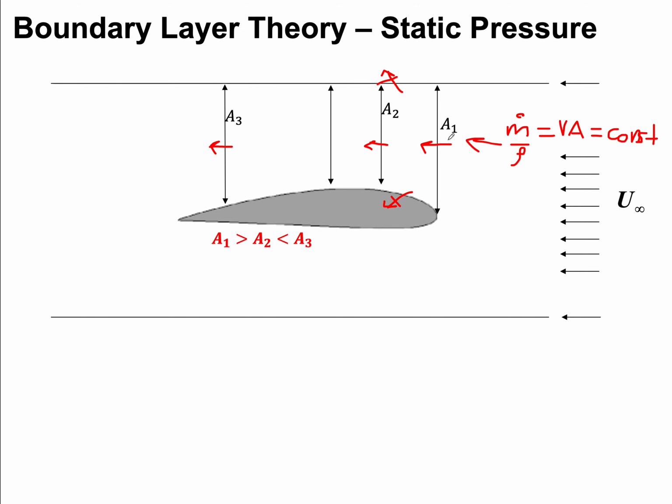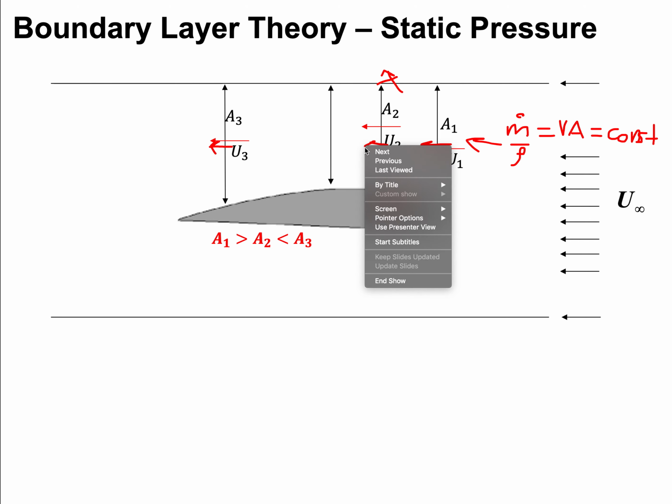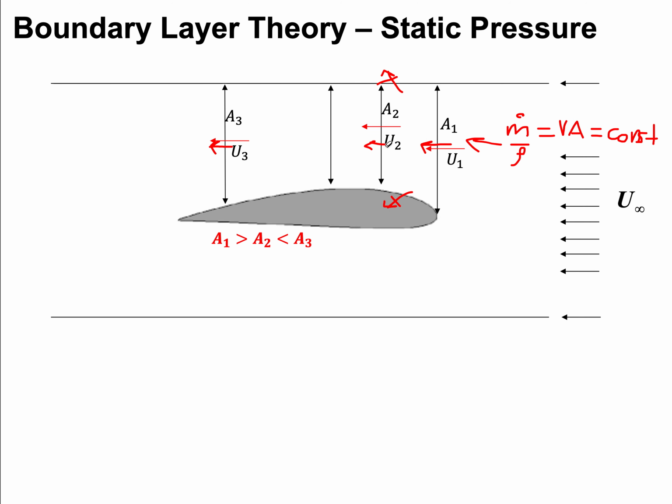Since A2 is smaller than both those areas A1 and A3, so what does this tell us about the velocities u1, u2, and u3, since u times A is a constant? Well, it tells us that we're going to get the fastest velocity at u2. So u2 will be larger than u1 and u3.